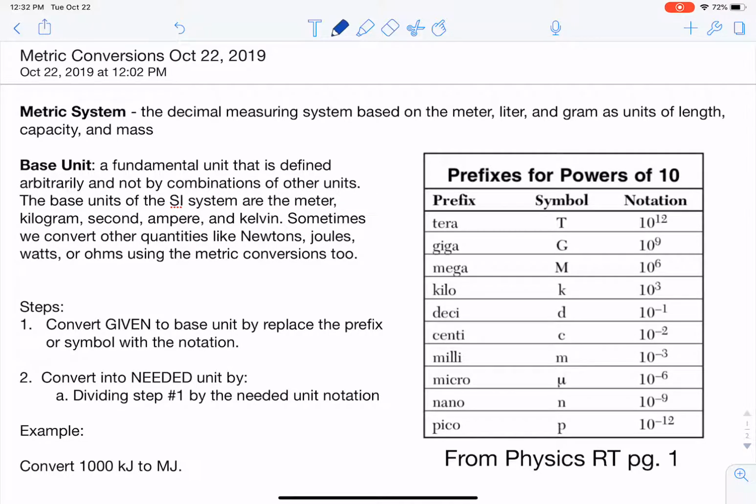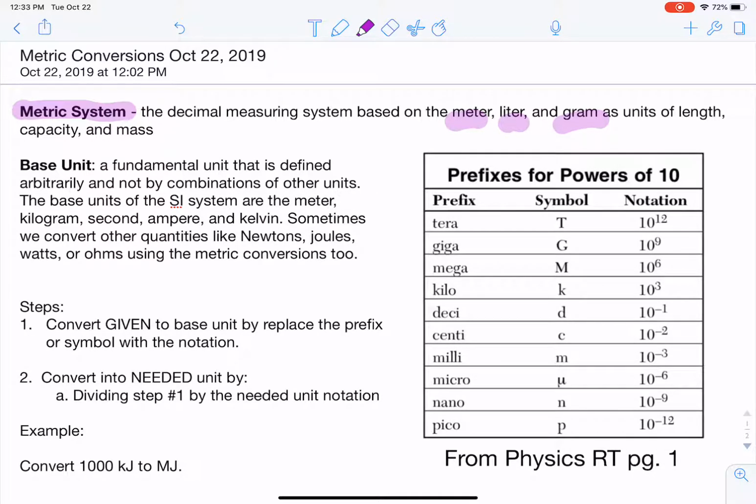So let's just start off with the basics. We have the metric system. That's the system we're going to be using in science class and physics. It's the decimal measuring system based on a meter or a liter or a gram, the units that we use in class. Those are the main ones that we use, the meter, liter, gram, but as you know, in physics there's a lot of different units.